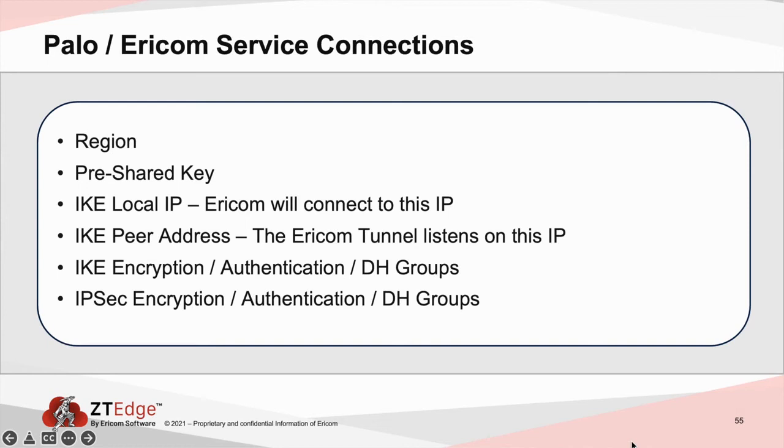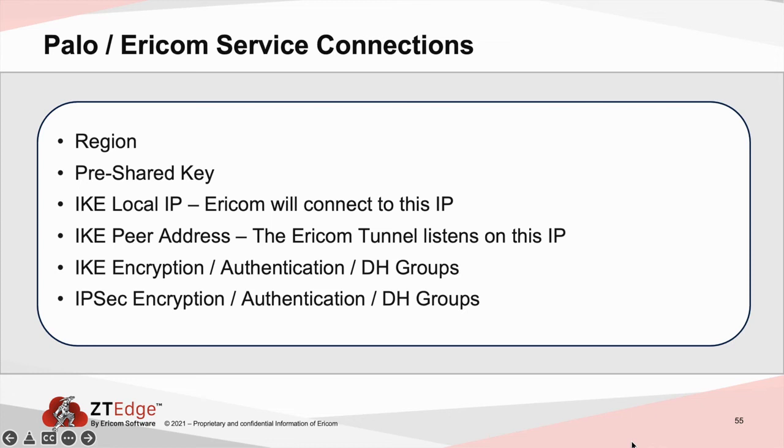On the Ericom side, we also need to create the service connection. So for that, we'll need to know the region of the service connection, the pre-shared key that you entered in the Palo configuration, the IKE local IP address, which is where the Ericom connection is connecting to. The IKE peer address is the IP that the Ericom tunnel is listening on.